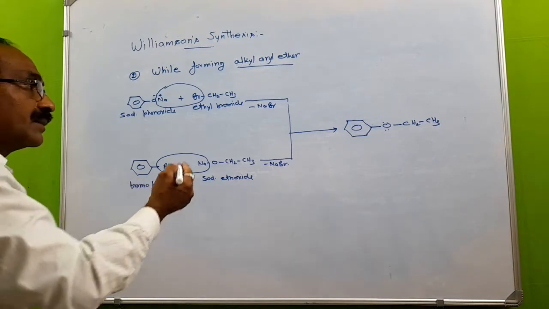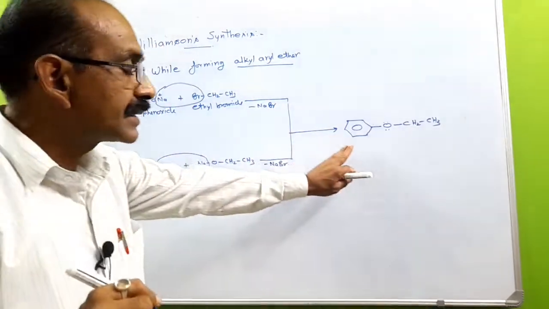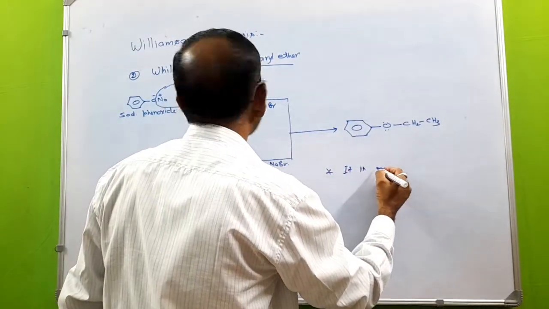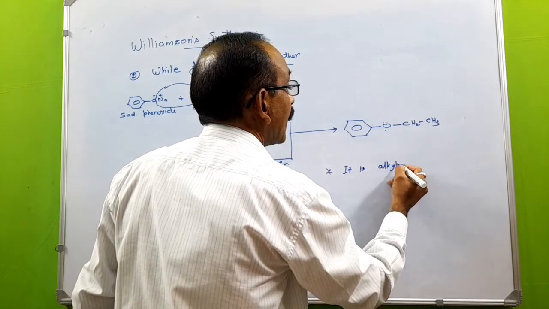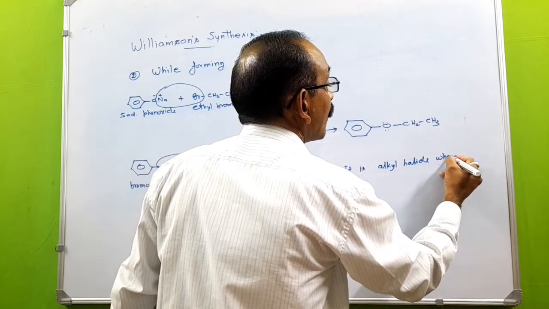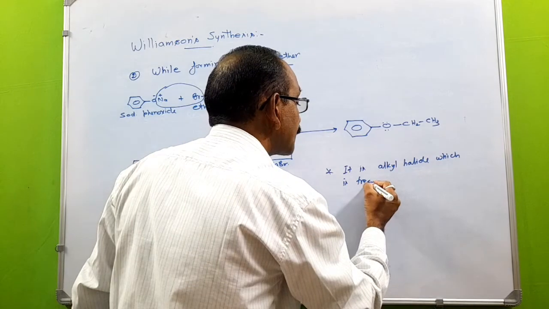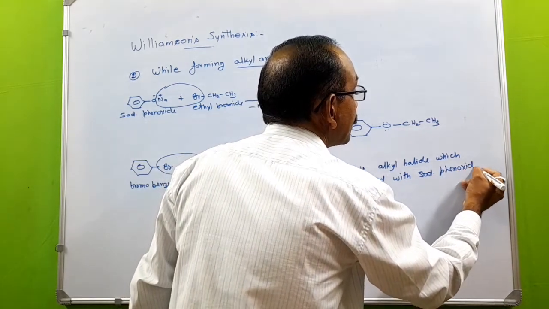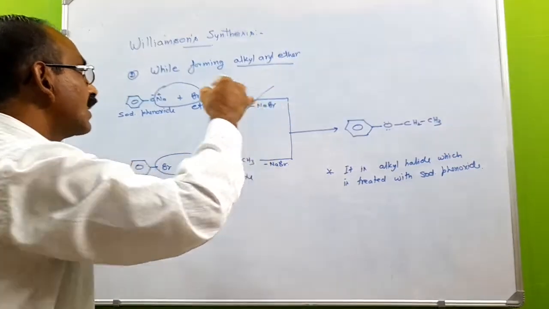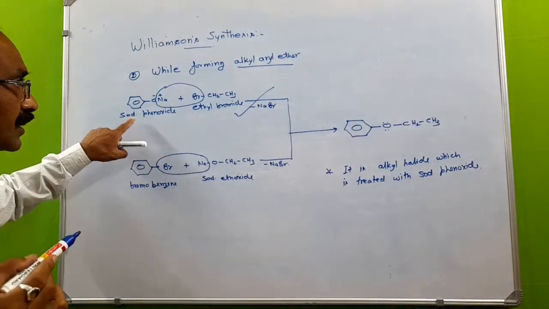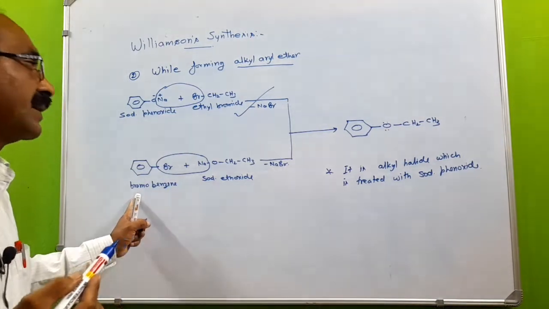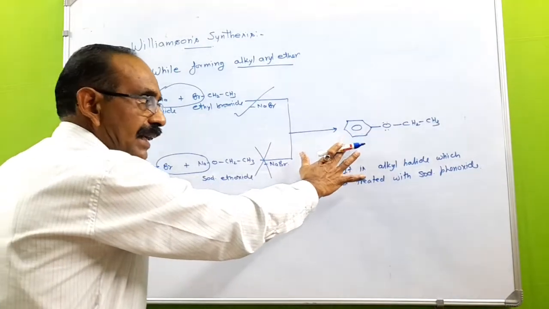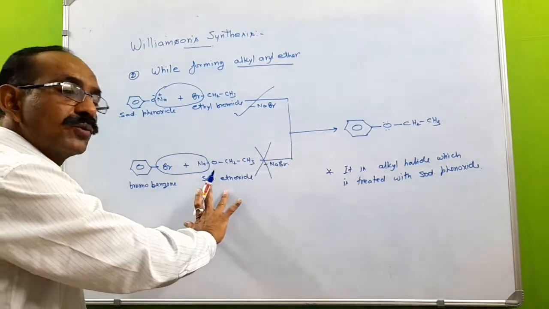But the limitation is that while making this type of alkyl aryl ether, it is always alkyl halide which is treated with sodium phenoxide. Means by this way alkyl halide is treated with sodium phenoxide. Okay. Aryl halide cannot be taken here. Means we cannot get this alkyl aryl ether using aryl halide and sodium alkoxide.